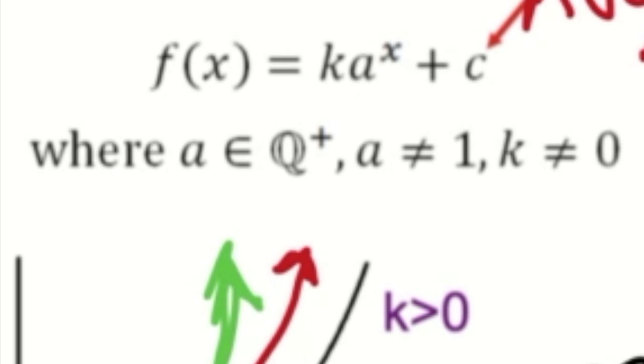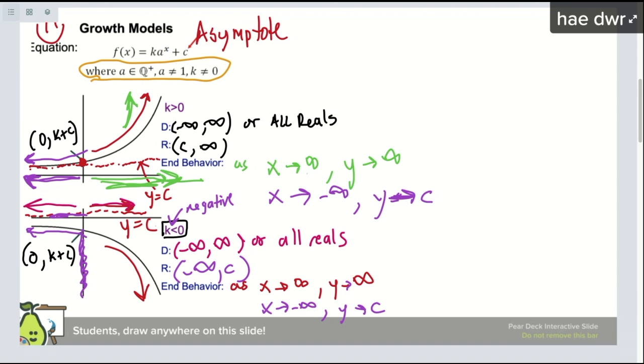And if anyone's wondering about these little symbols here, all that's saying is that a has to be a positive rational number. Q means rational, which means it can be made into a fraction.